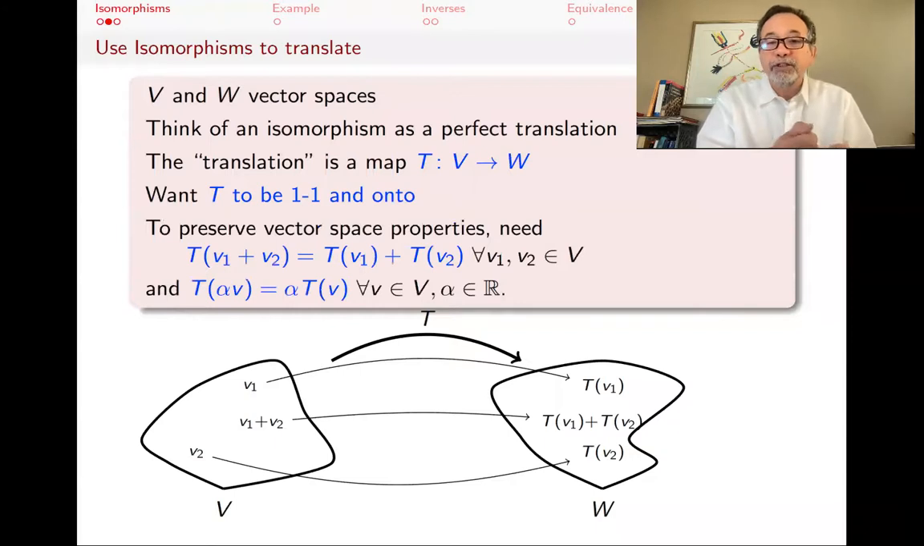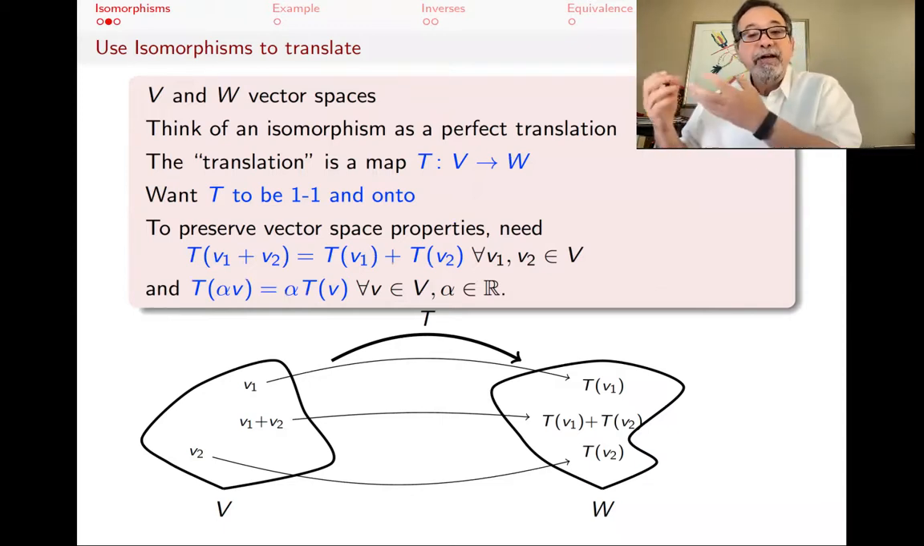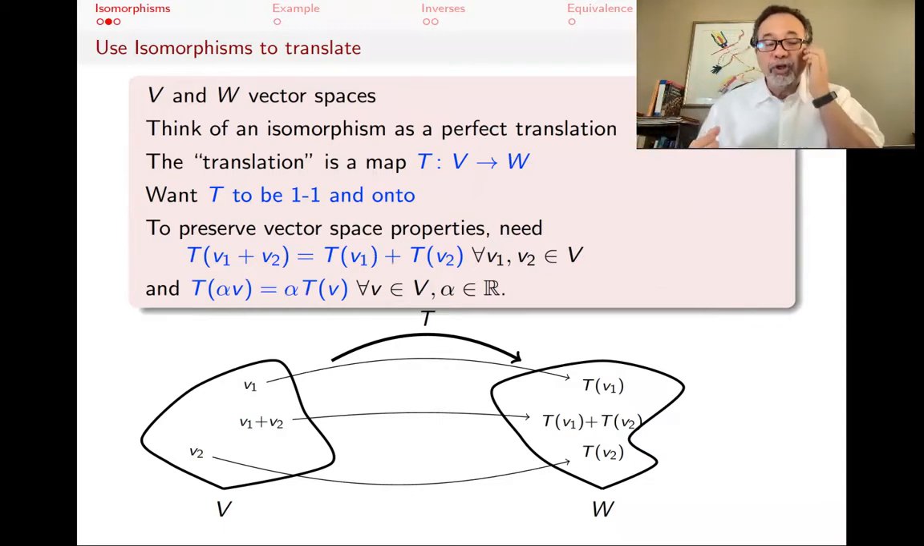So if I take one of these vectors and multiply it by a scalar, that shouldn't just go to a random place either. It should go to alpha times the image of that vector. So T of alpha V should be alpha T of V for all vectors in V, and for all alpha, which are scalars. And in this case, I'm writing them as real numbers.